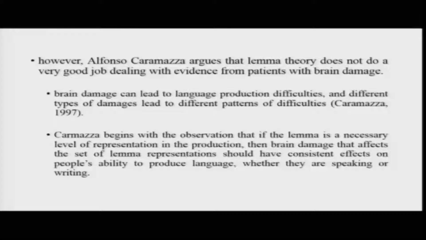Let us look at this more closely. Caramazza says brain damage can lead to language production difficulties, and different types of brain damage can lead to different kinds of difficulties, different patterns of difficulties. Caramazza begins with the observation that if lemma were a necessary level of representation for production, then brain damage that affects the set of lemma representations should have consistent effects for people's ability to produce language, whether they were speaking or writing. So if lemmas for a particular set of concepts are damaged, then I should not be able to invoke or produce those concepts if I am speaking or even if I am writing. Just pause it, listen to it back and then move forward.